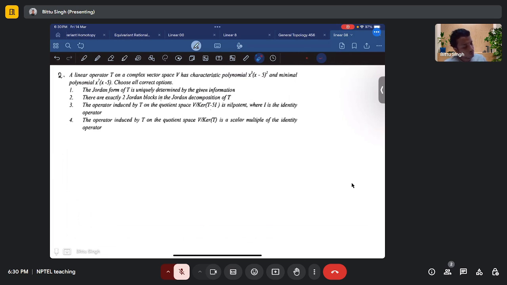Okay, let us denote using that notation chi x, the characteristic polynomial of T. This is the same as x cubed into x minus 5 whole squared, and the minimal polynomial m x is the same as x squared into x minus 5. So we note that the minimal polynomial divides the characteristic polynomial.